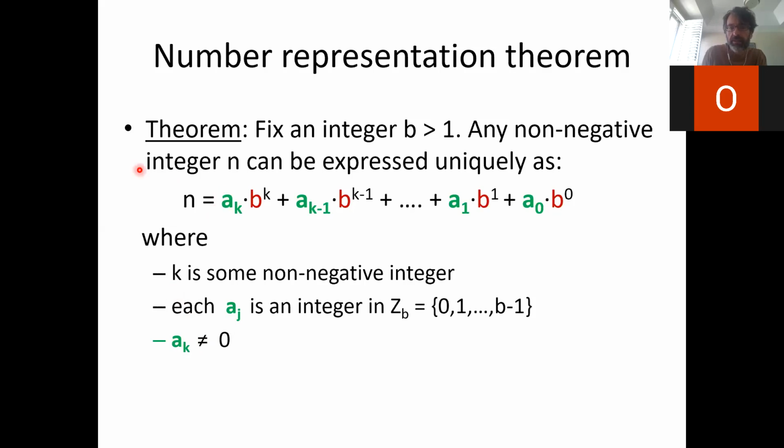Of course, I could expand this further down with higher and higher powers of b if my coefficients were 0, right? But I don't want to do that. I want to cut it with the last non-zero coefficient and stop right there, okay? And moreover, each of these coefficients is in this range. This green sequence of a_i's is unique for every n and for every b. And this sequence is the representation of n base b.